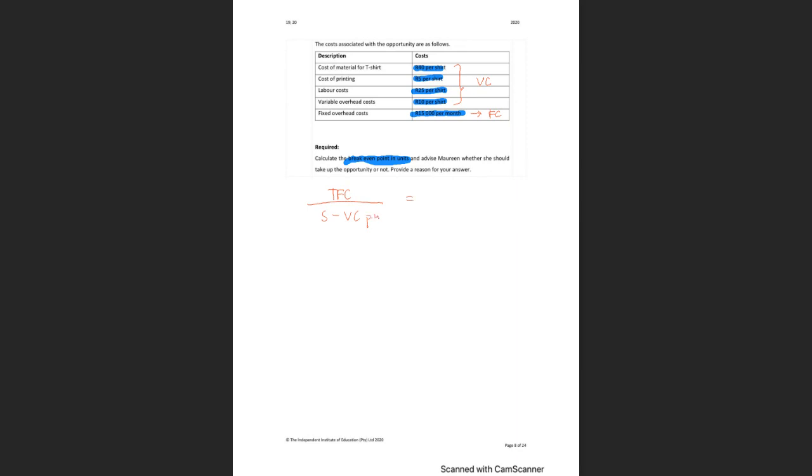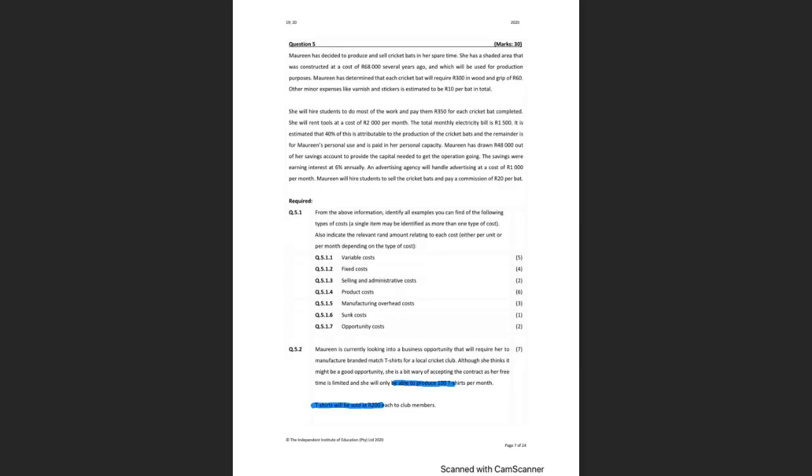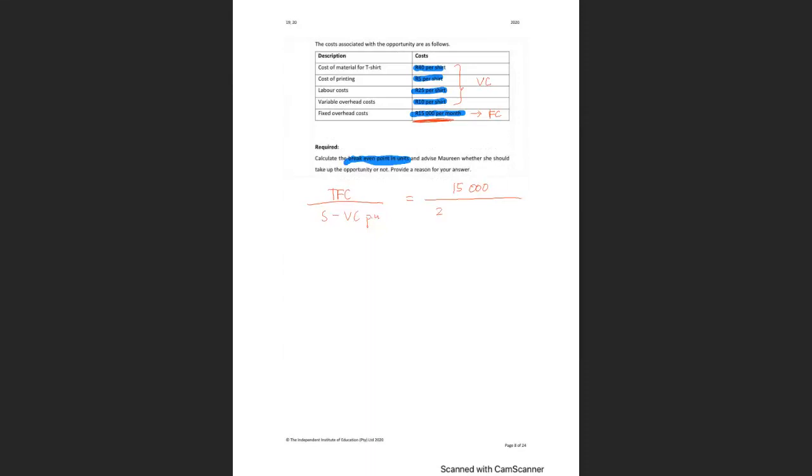So we have your total fixed cost, which is your numerator. That's the 15,000 that they gave to you here. We also have your selling price, which they told us at the bottom of the previous page was 200 Rand. All we need to do is calculate the variable cost. So your variable cost is going to be the sum of these that I had indicated to you here. So you're going to say it is the sum of the 40 plus the 5 plus the 25 plus the 10. So that gives you a variable cost of 80 Rand.